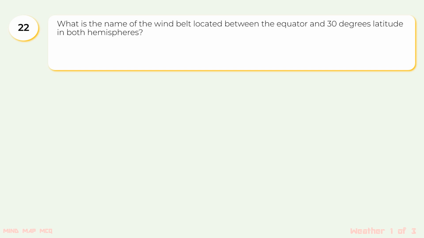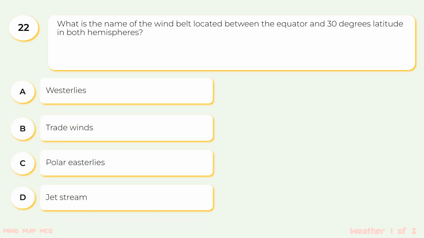22. What is the name of the wind belt located between the equator and 30 degrees latitude in both hemispheres? The options are A. Westerlies, B. Trade winds, C. Polar easterlies, D. Jet stream. The correct option is B.